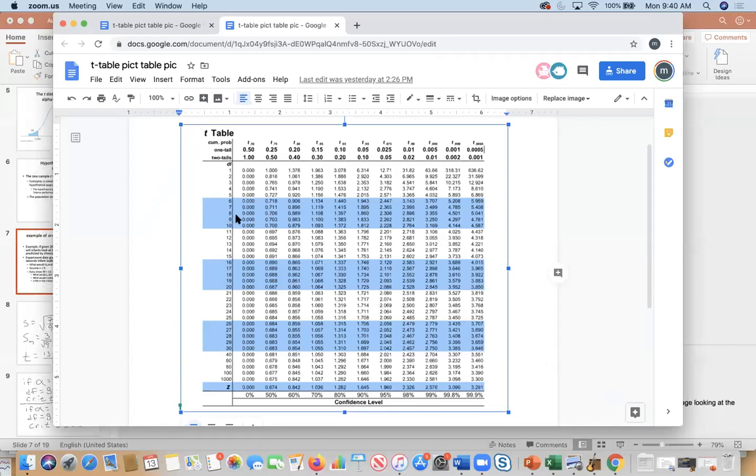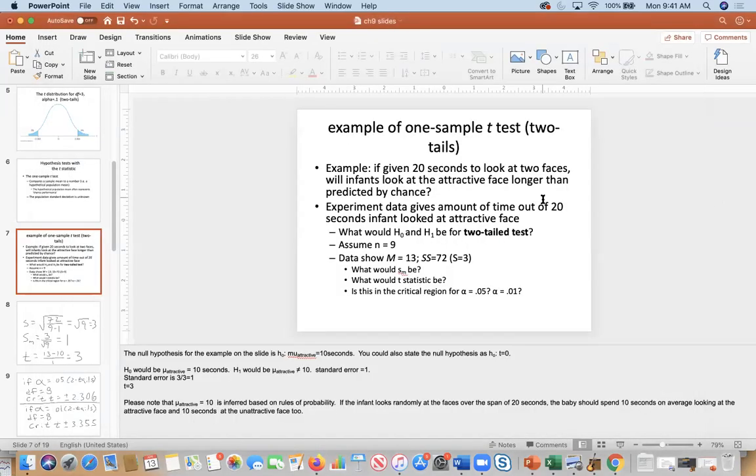Okay, so degrees of freedom 8 is right here. Up here, it says 0.01, two tails. So this is alpha equals 0.01. Alpha equals 1% right here, two tails. We find where that intersects with degrees of freedom equals 8. 8 intersects with 0.01, two tails. The number there is 3.355. That is our critical T. Since we're doing a two-tailed test, it's plus or minus 3.355. That marks the critical region.